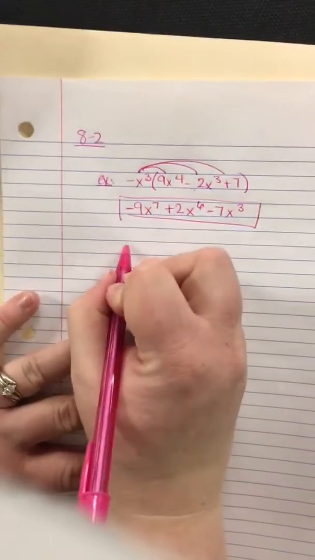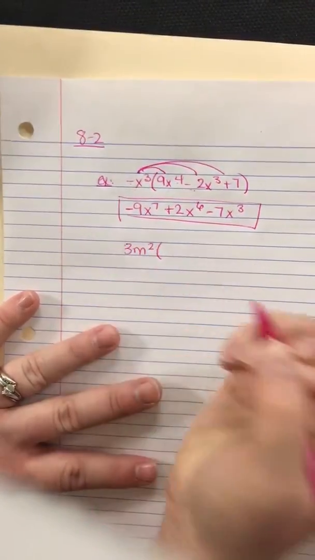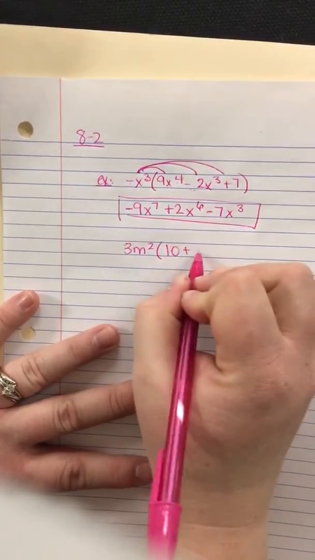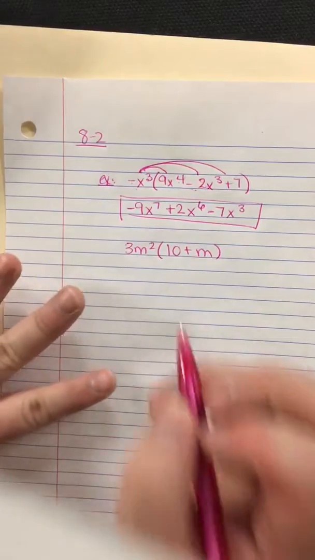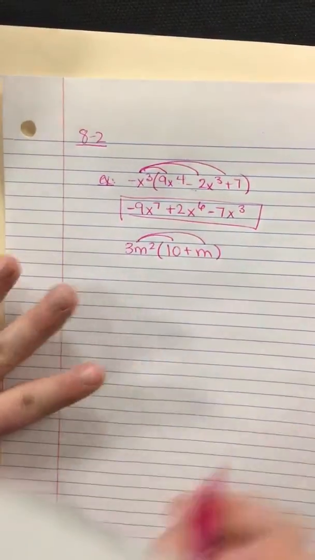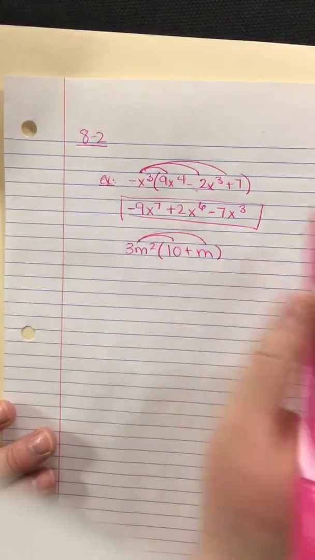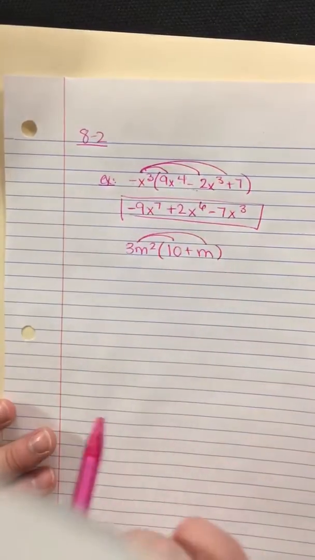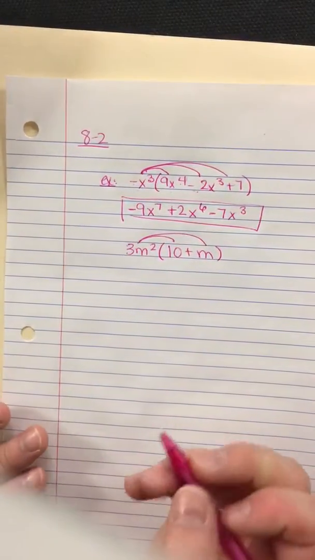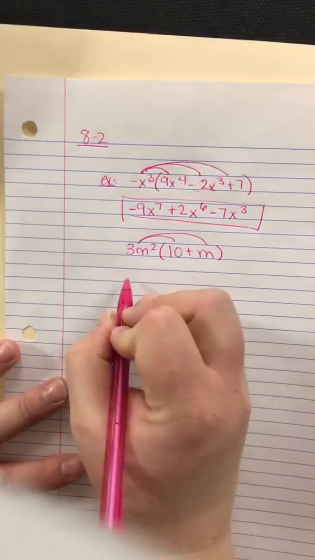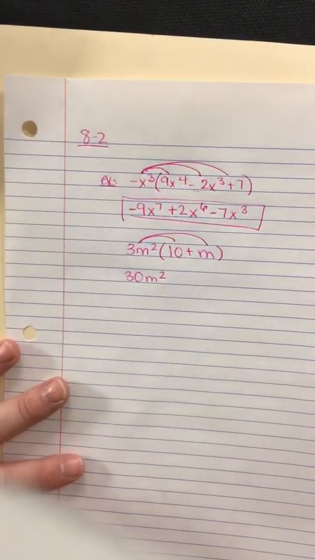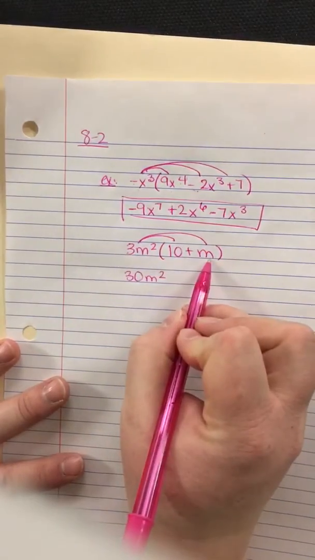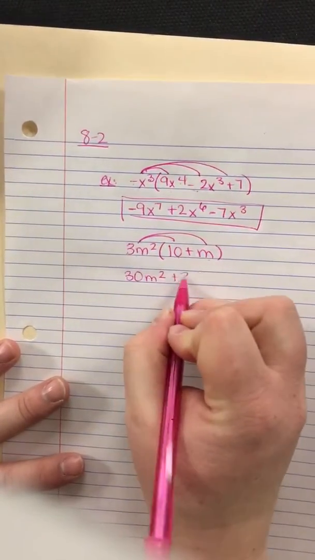Let's try one more of those. Let's say we have 3m squared times 10 plus m. Okay? Got to distribute to both terms. However many are in here, you got to distribute all the way. This one had 3, you had to distribute it 3 times. This one had 2, you have to distribute it 2 times. So 3 times 10 gives me 30. There's no other m's here, so it's just m squared. 3 times 1 is 3, so plus 3.